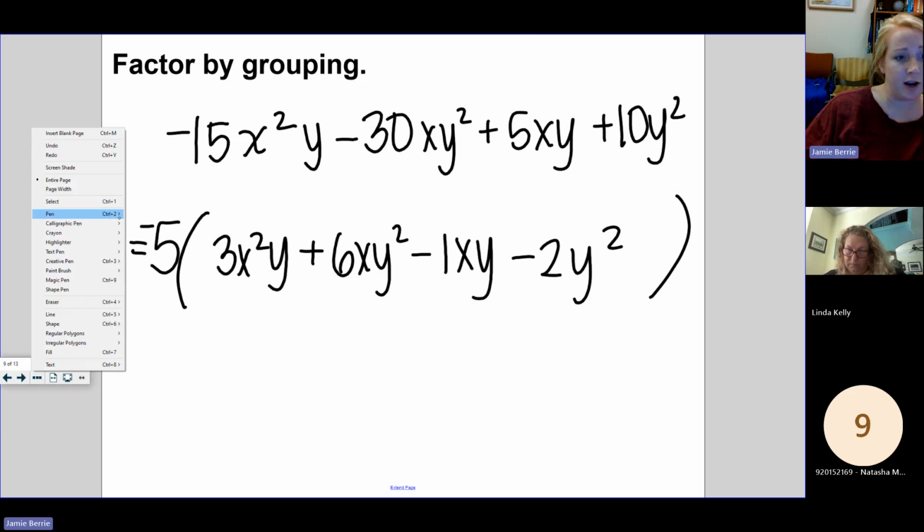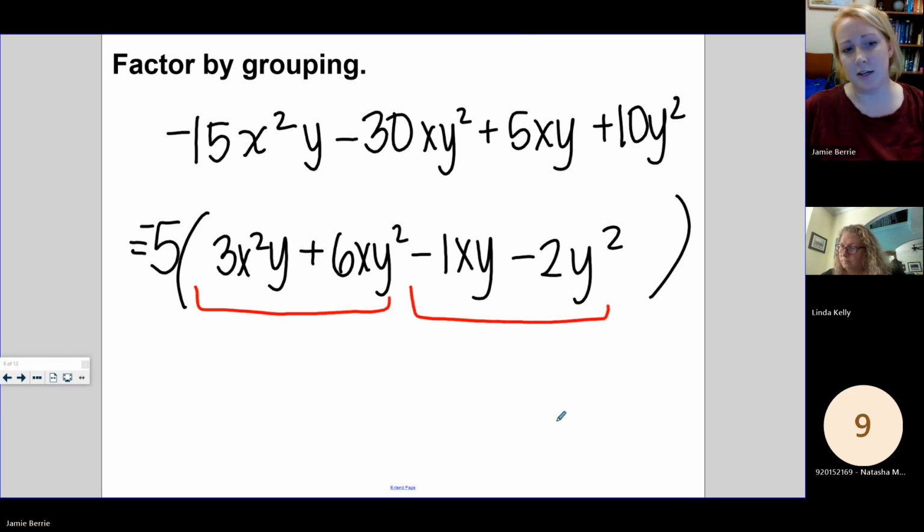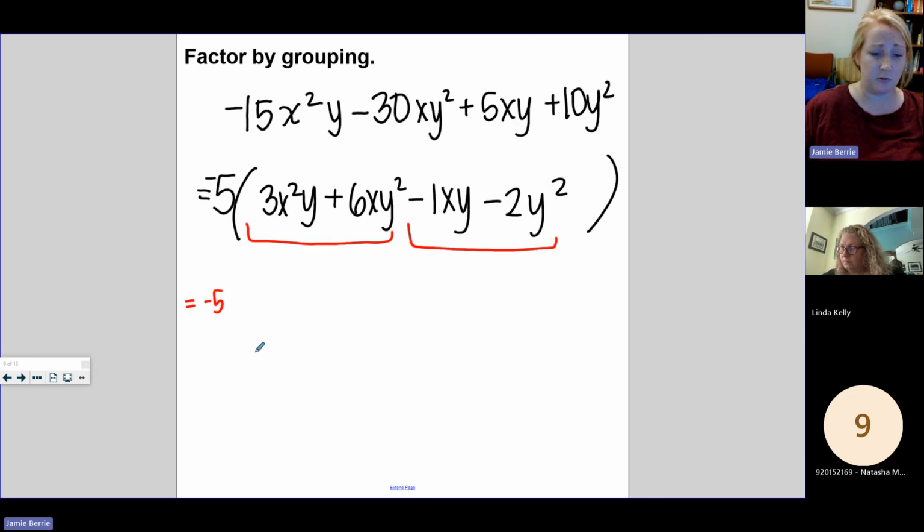Now you're going to just do factoring by grouping like normal. You're going to look at the first two, then look at the second two, and then pull out a common factor. The -5 is just going to get dropped down every time. And you didn't have to do -5. If you would have preferred to do positive 5, that would have been fine. The negative will get taken care of either way.